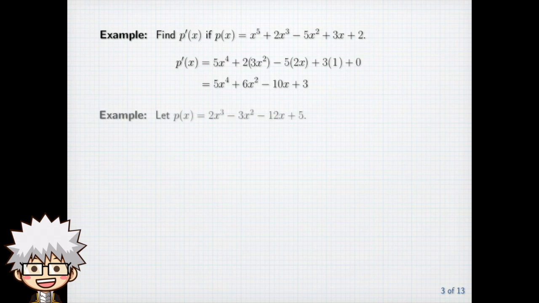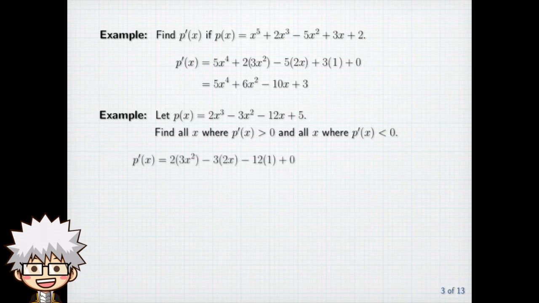Another example. Let p of x equal 2x cubed minus 3x squared minus 12x plus 5. We want to find all x where p prime of x is positive and all x where p prime of x is negative. We'll first calculate the derivative.